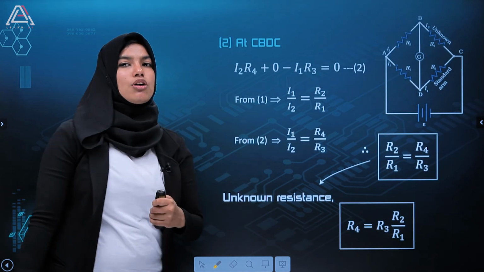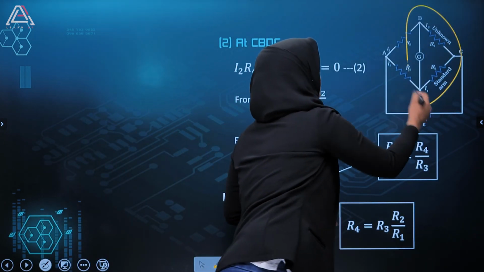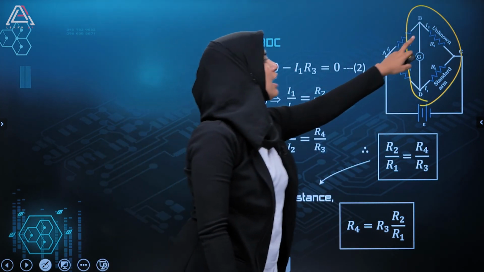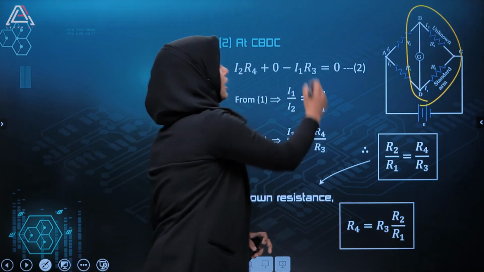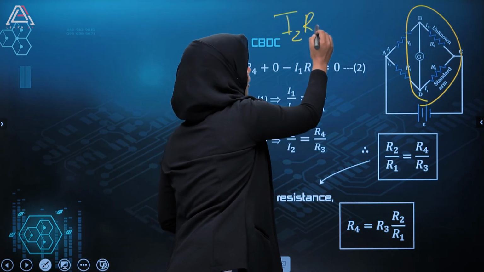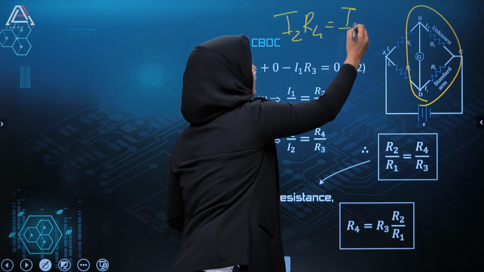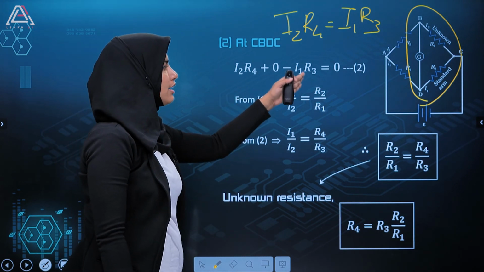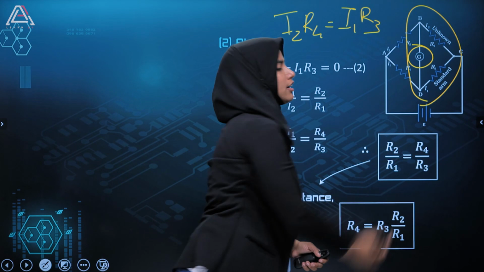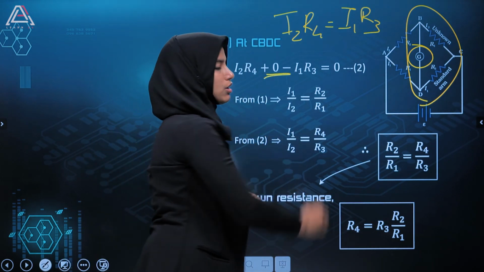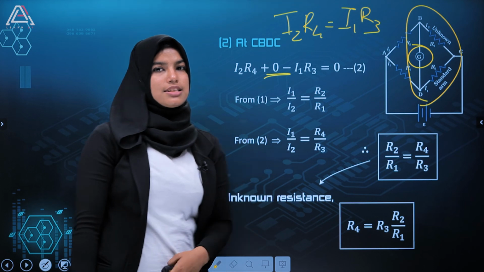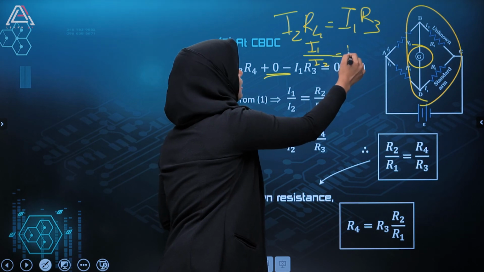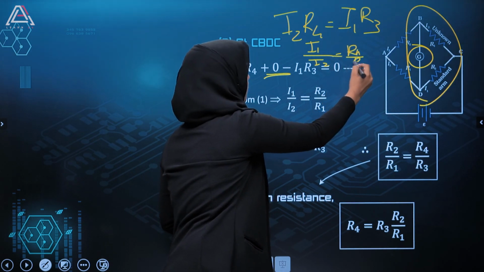Now look at the second loop, which is CDBC. Here also there are 2 currents I1 and I2 in opposite directions. So I can write I2 into R4 is equal to I1 into R3, or applying the loop rule, I2 R4 plus 0 minus I1 R3 is equal to 0. The 0 comes because we are considering the current across the galvanometer to be 0. From this equation I can write I1 by I2 is equal to R4 by R3.